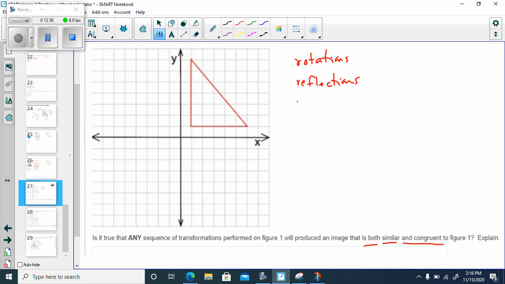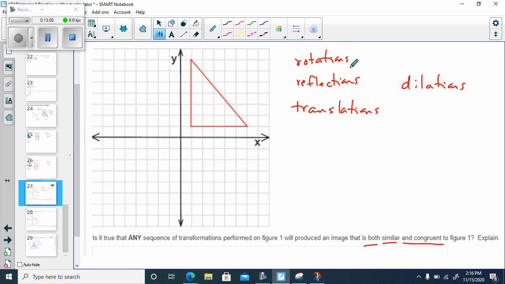We've got translations. Okay. And we've got dilations, right? Any sequence. If I perform any one of these, will I be guaranteed to get a figure that's both similar and congruent? Congruent means exactly the same. Similar means the same shape, but not the same size.